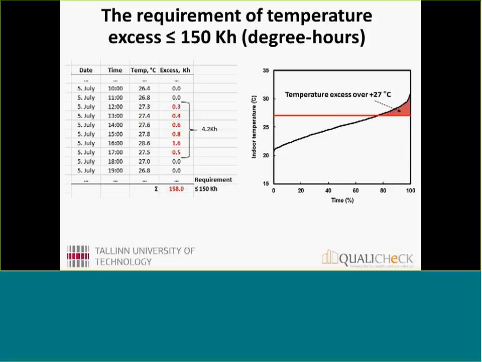And to calculate these excess hours and to see that they are below the limit of 150 or over, it is very easy if you have hourly temperature simulation data, as you can see in that fragment of Excel table, where you just calculate the excess over the 27, and then as they are hourly values they can be just summed up to end up with an excess value which should be less than 150 Kelvin hours.